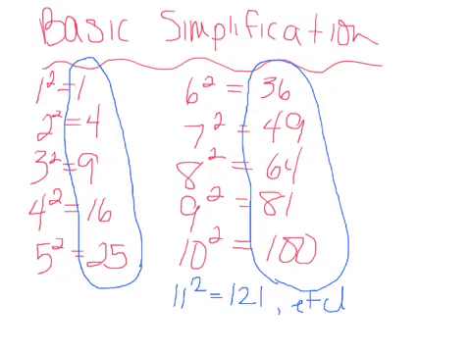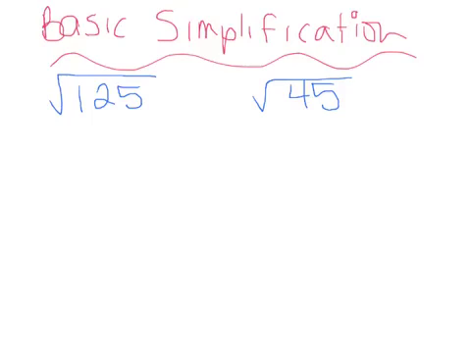A perfect square is a number that when you take the square root of it, you get an integer. Okay, square root of 36 is 6. It's an integer, no decimals, nothing. Okay, that's a perfect square. We need to know what those are. Sometimes you can write those on the side of your paper, and it'll help you remember what your perfect squares are. Okay, basic simplification. I'm going to factor these numbers into perfect squares.